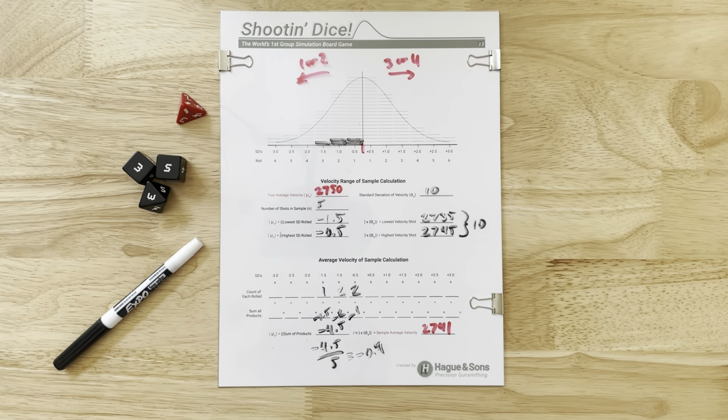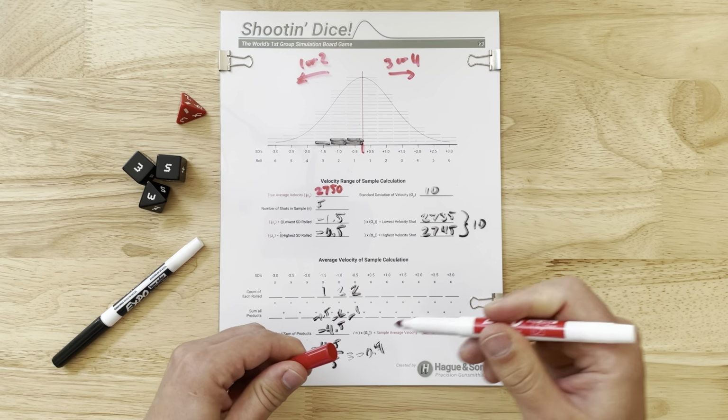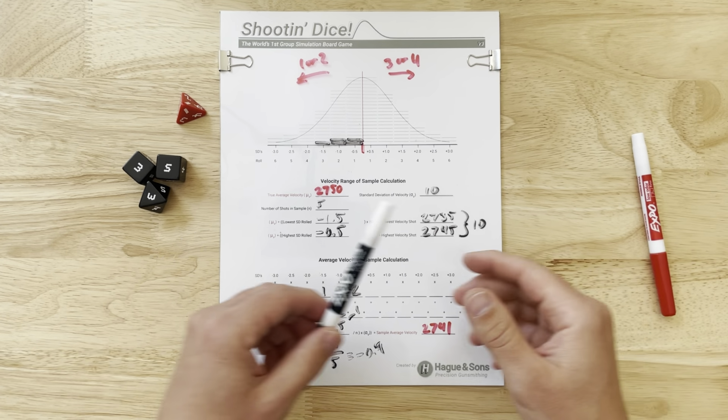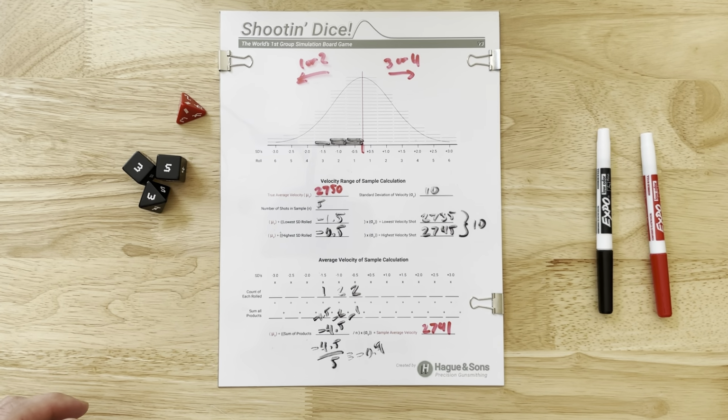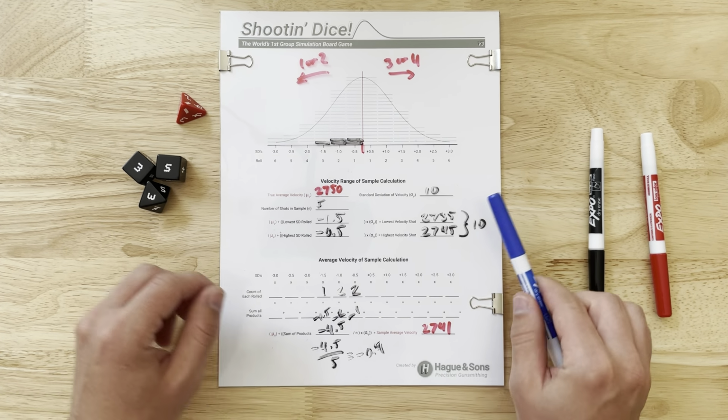So let's take this to a statistically valid sample size. So let's keep rolling. But we're going to use a different color.